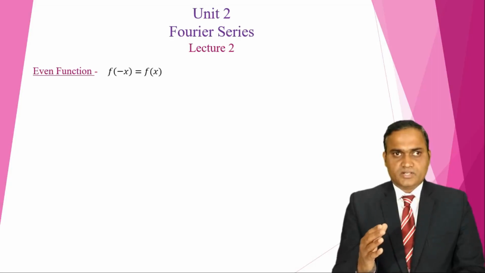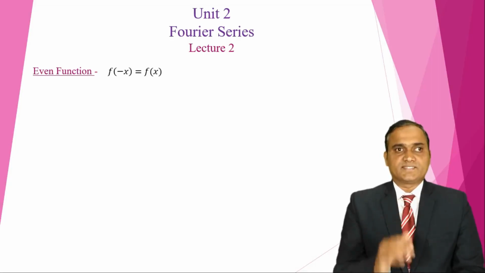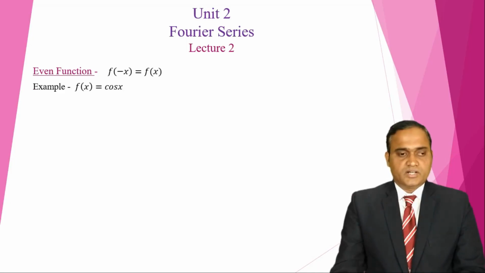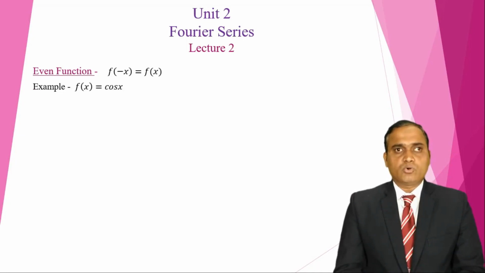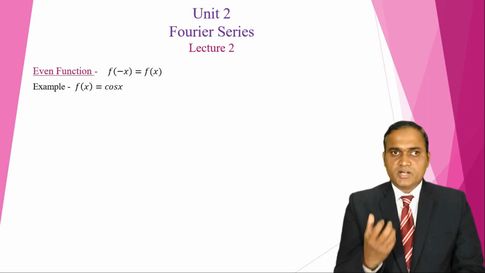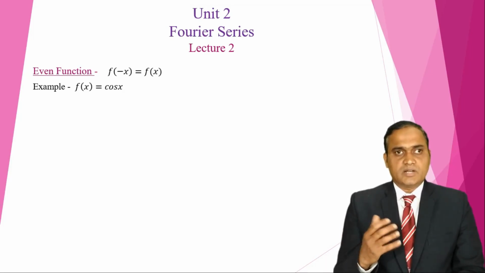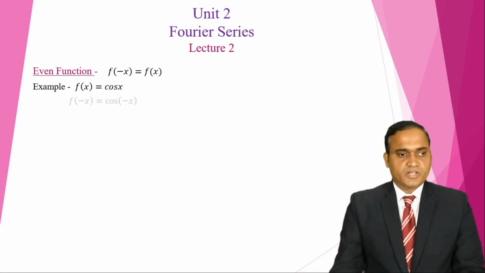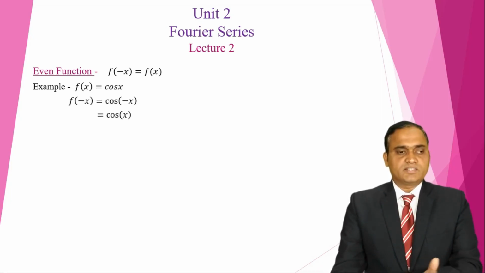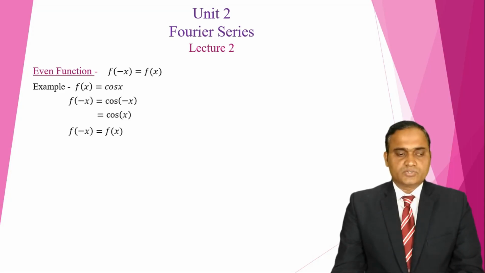Even function graph is symmetric about the y-axis. So here one example is f of x is equal to cos x. We just have to replace x by minus x. Then cos of minus x we get cos x, because cos of minus theta is cos theta. You studied that property in 12th standard. So f of minus x is equal to f of x. Then we say that the given function f of x is equal to cos x is an even function.